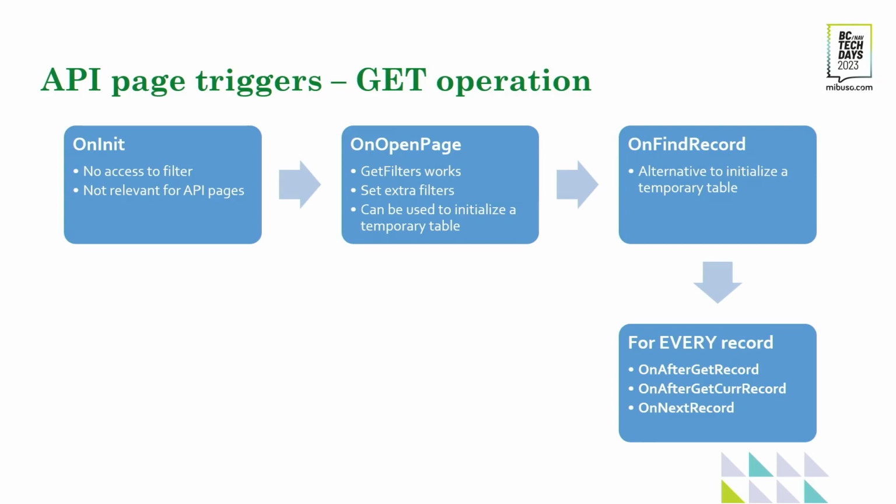Then we get the onFind record, which could be an alternative to fill a temporary table. I see in Microsoft APIs that they prefer to do it in the onFind record. I don't know why. I mean, onOpen page is good as well. The thing is, onFind record might be executing multiple times. OnOpen page is only one time. And then for every record, you will see the onAfterGetRecord and onAfterGetCurrRecord and the onNextRecord.